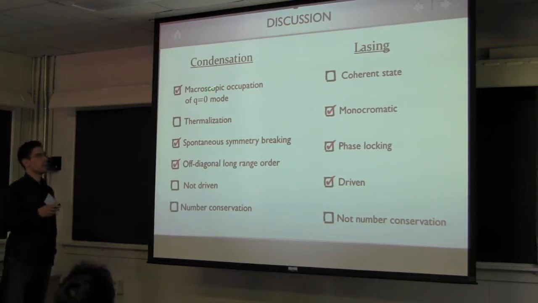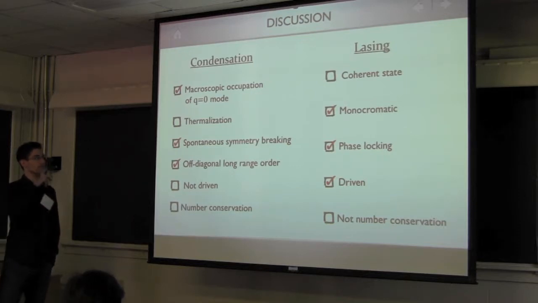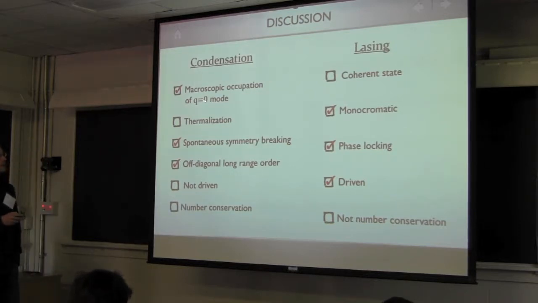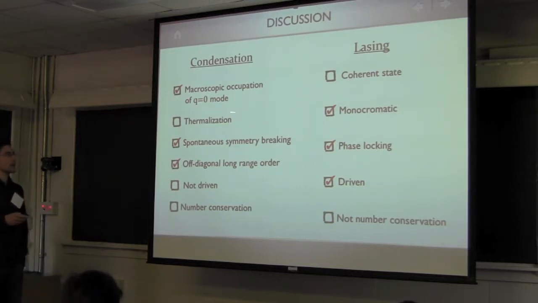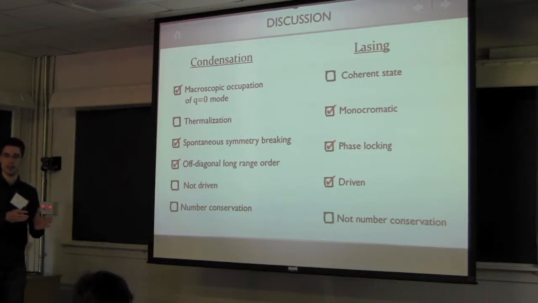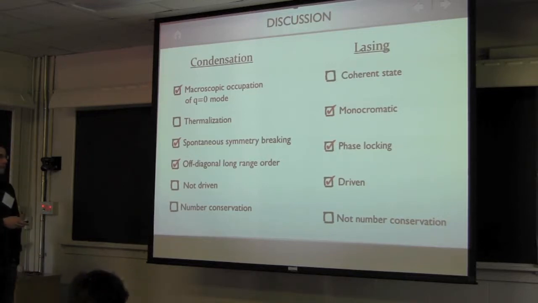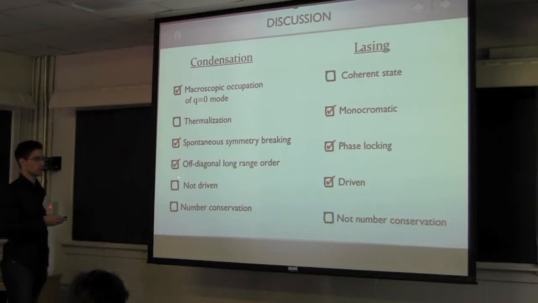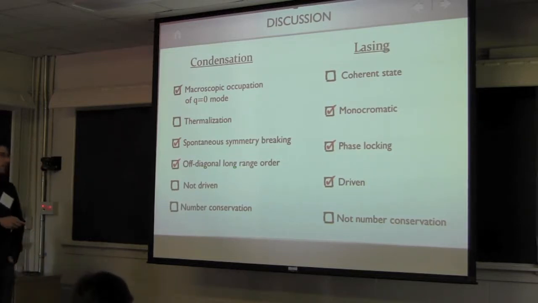A Bose-Einstein condensate is simply defined by a macroscopic occupation of the zero momentum, and this we have here. Then, typically in a condensate, thermalization is achieved. Instead, we don't have thermalization. Then in a condensate one has spontaneous symmetry breaking, and one can check that in our system, after the phase transition, the phase takes a specific value, and therefore one has this spontaneous symmetry breaking characteristic of condensation. I haven't shown it specifically here, but we have also checked that there is off-diagonal long range order.